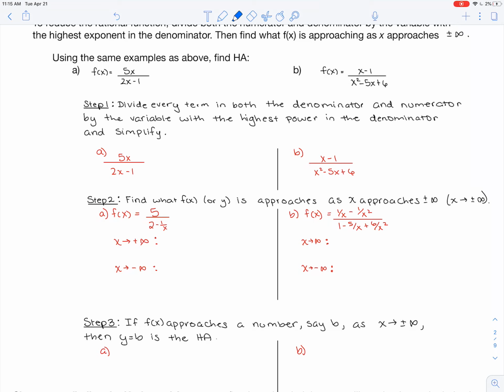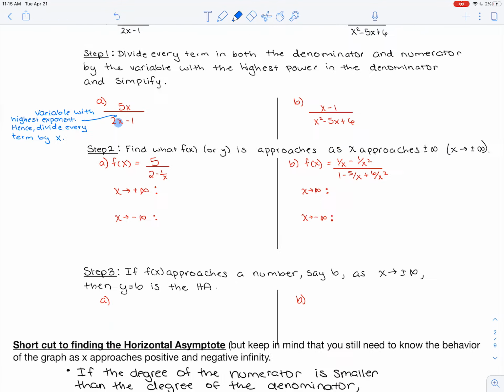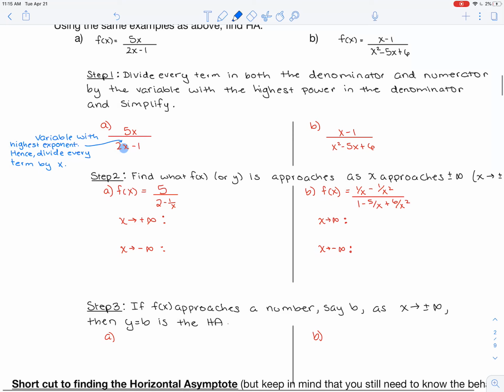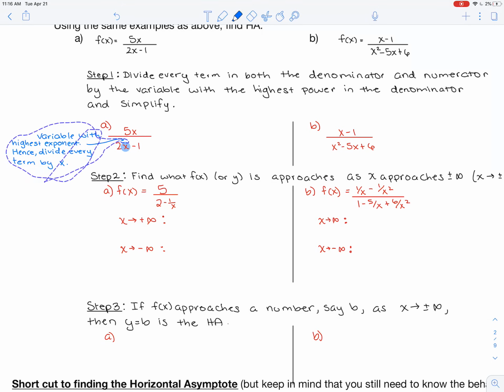Let's see what happens. And for those of you going on to calculus, you will have to do this in your calculus class. Right now I'm only doing part A, so we're only concentrating on part A. The variable with the highest exponent in the denominator is x. That is why we're going to divide every single term in the numerator and the denominator by x. If we divide 5x over x, 2x over x, and 1 over x, and then simplify, we get 5 over 2 minus 1 over x.